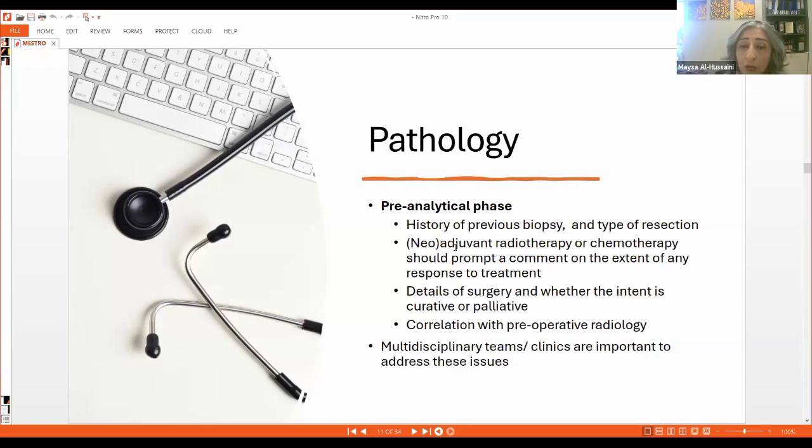So, for example, we need to know whether there was a previous history of biopsy or any previous history of resection. Importantly, whether the patient received any form of treatment, whether this is neoadjuvant or adjuvant radiotherapy or chemotherapy, because you will be expecting us pathologists to comment on the response to treatment. And if we don't have this information, the pathology report will appear to be lacking.